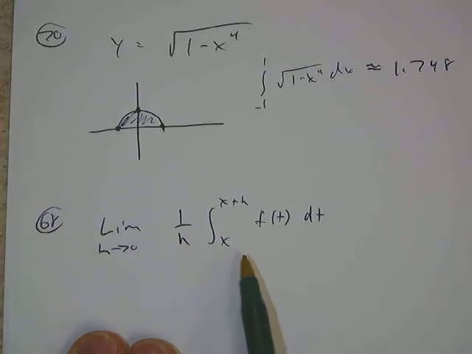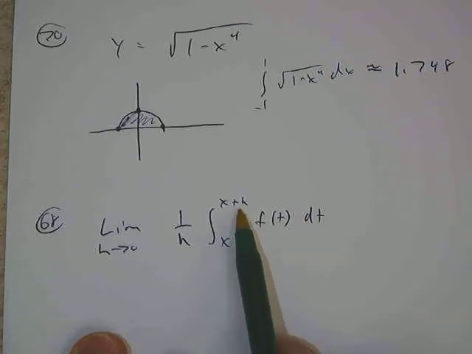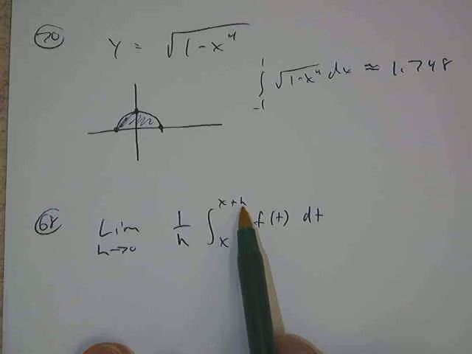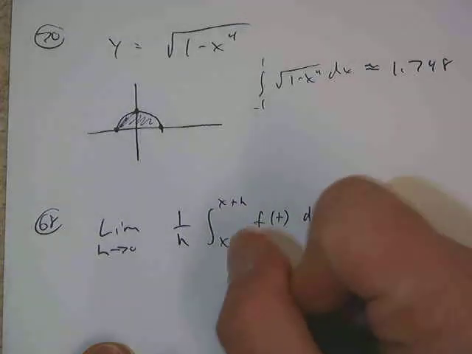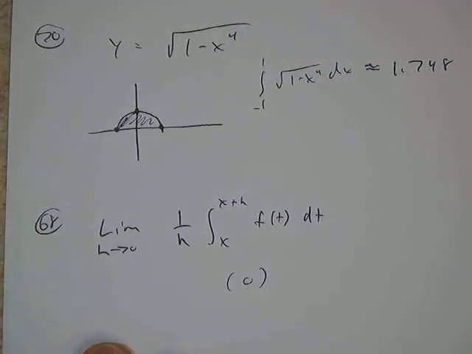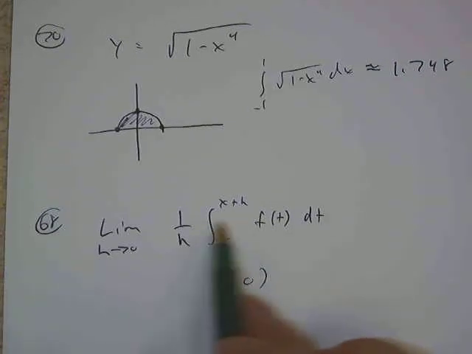Well, keep in mind that if h approaches 0 here, in the area part, what is this going to be? If we put a 0 in here, aren't we going to go from x to x of f of t dt? So what is that going to equal? Isn't that just 0? So no matter what this value is, the answer is going to be 0, isn't it?